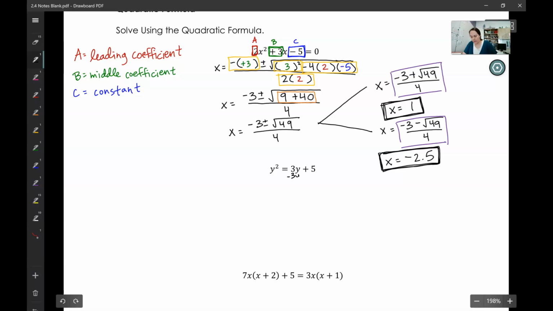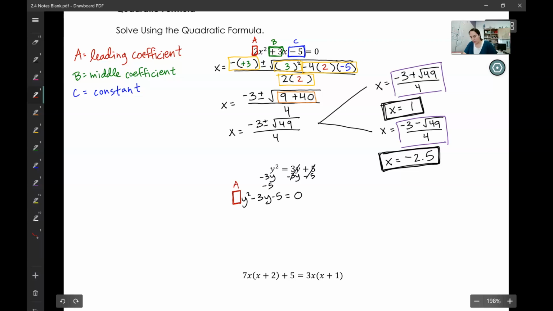So I'm going to start by minusing 3y from both sides so I can get rid of that 3y, and then minus 5 from both sides so I can get rid of that 5. So now I've got y squared minus 3y minus 5 all equals 0. Now I can do the quadratic formula because I had to get it equal to 0 first. Now I can find my a, b, and c.